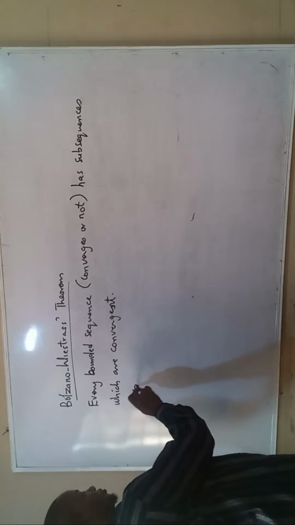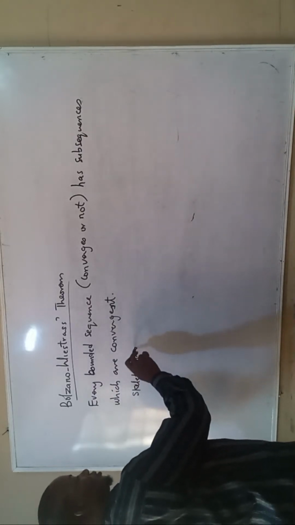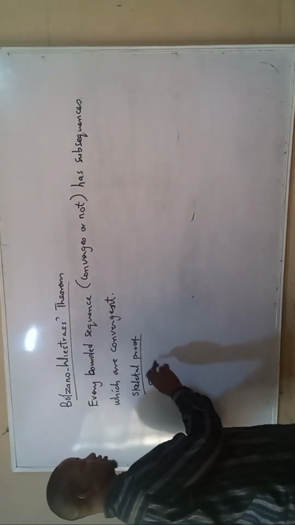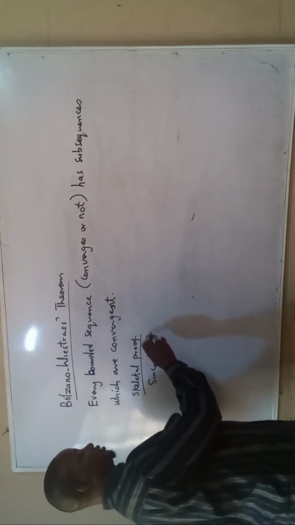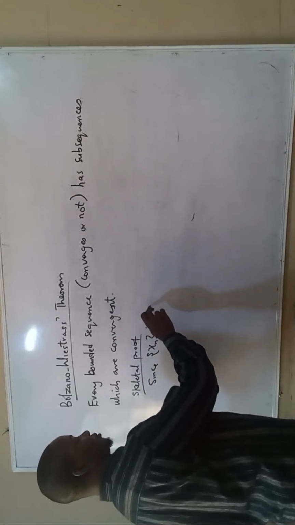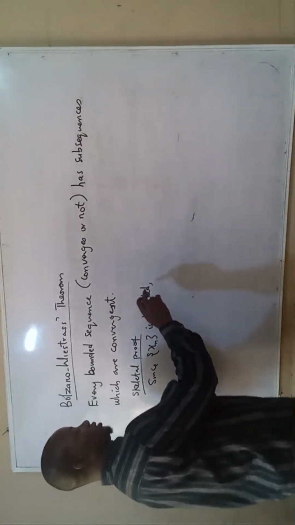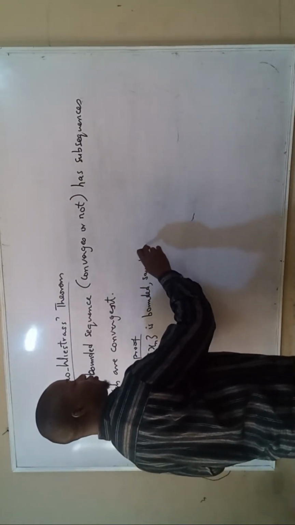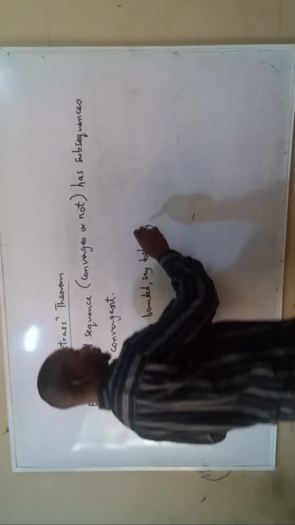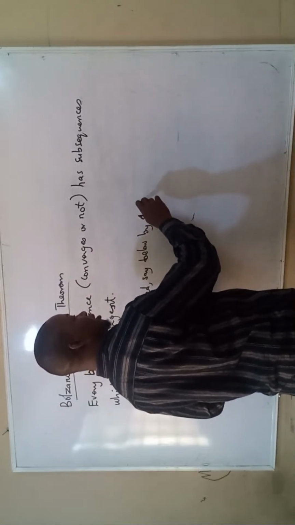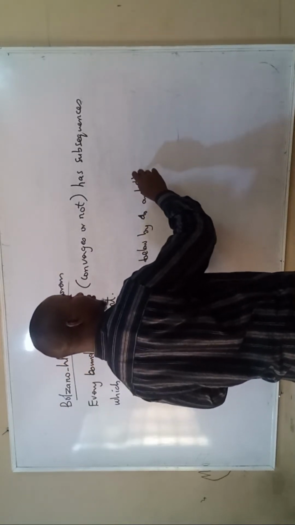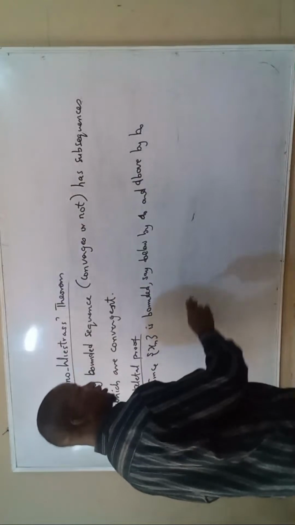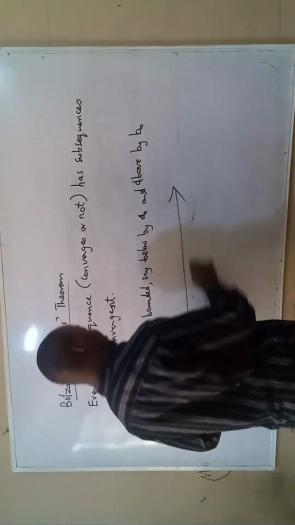So you see, since xn is bounded, say below by a naught and above by b naught, as we have it here.